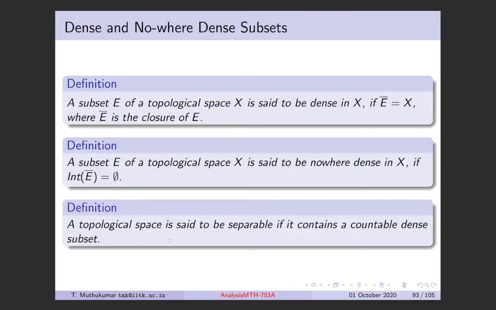We say a topological space is separable if it contains a countable dense subset. As an example I gave, R, the real line, is separable. In fact, any Euclidean space is a separable topological space because it has a countable dense subset. You can think of the set of all rationals, which is dense and countable. And this is true even in R^n. If you take Q^n, it's a countable dense subset of R^n.